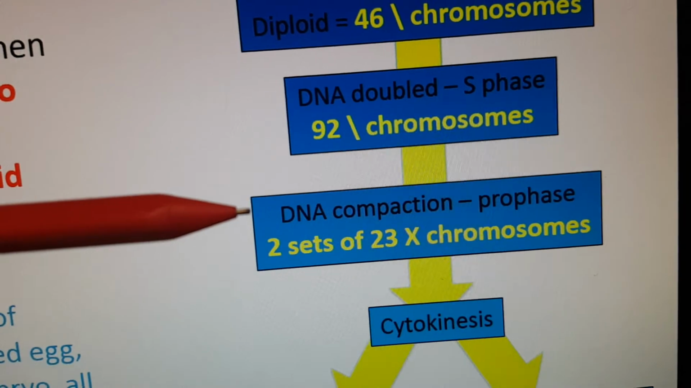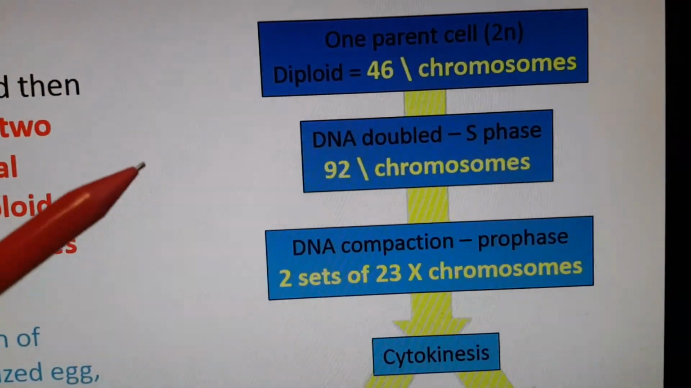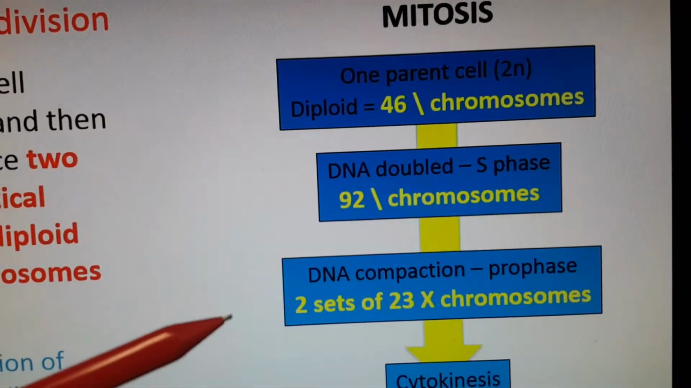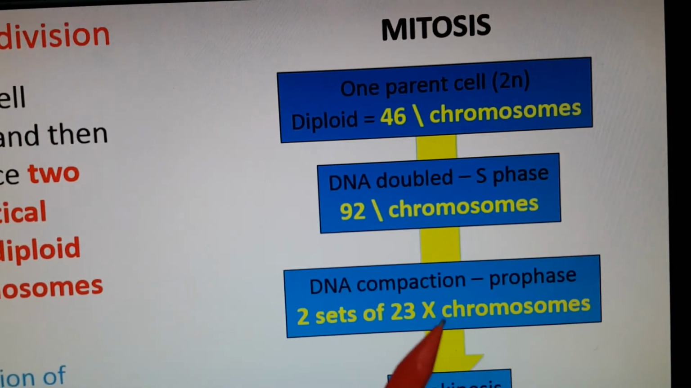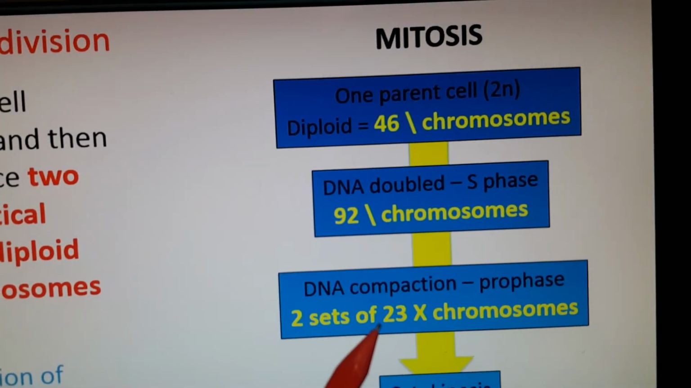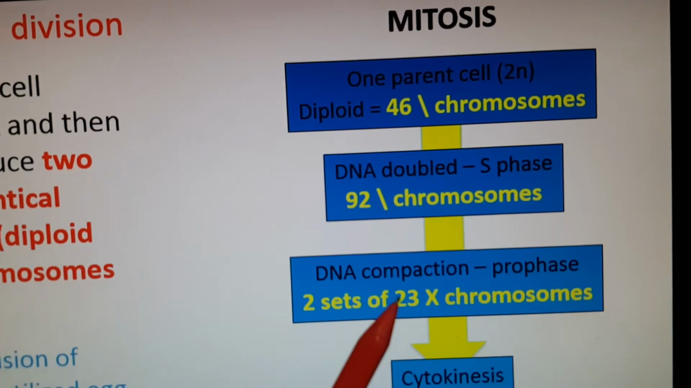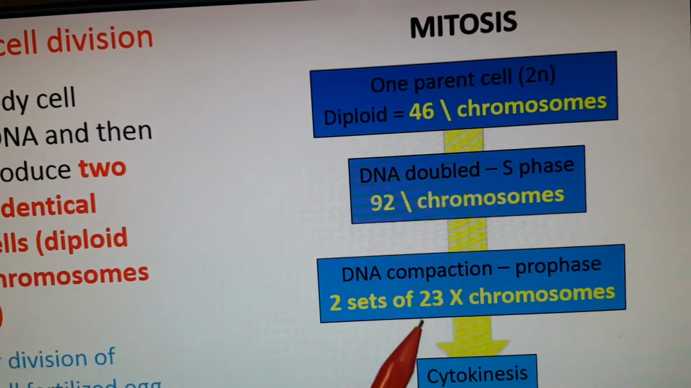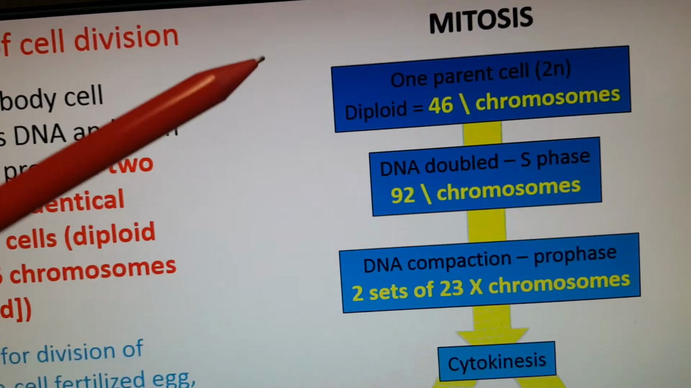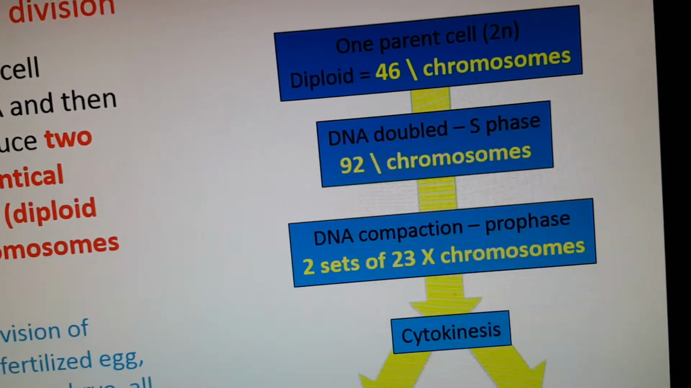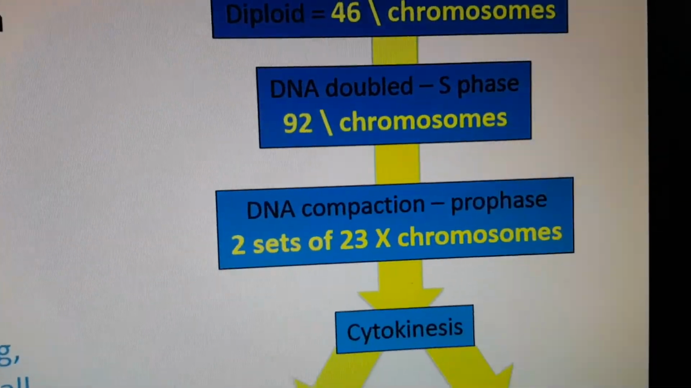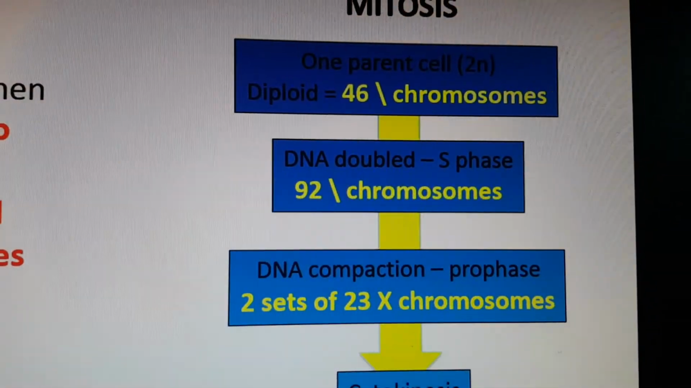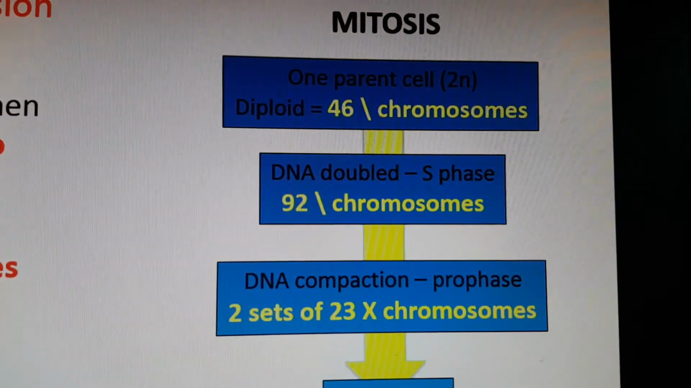So during prophase, this DNA is compacted. So your pairs of DNA are compacted together to form two sets of the 23 double-stranded chromosomes. So two sets. So you have your 23 double-stranded, so that would equal 46 single-stranded. There's two sets of them, so that would equal your 92 single-stranded, except everything's all compacted together and partnered together. So you end up with two sets of the 23 double-stranded chromosomes in your cell during prophase.